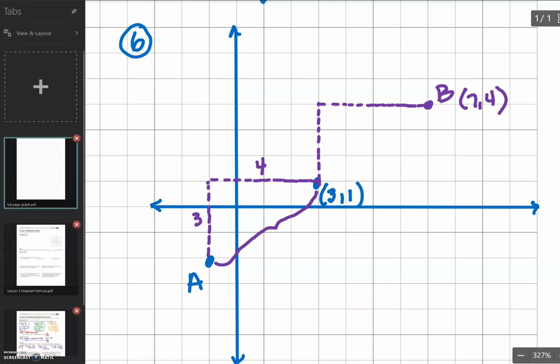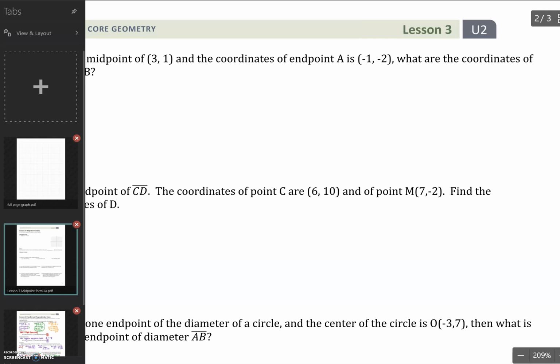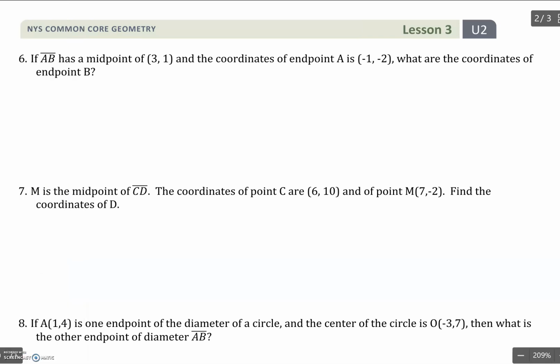If I want to apply that same concept without graphing it, I can create a little image and almost do like an XY table. Okay, so my point A had the coordinates of -1, -2. The midpoint was 3, 1. And I could just calculate the change and repeat it to get point B.